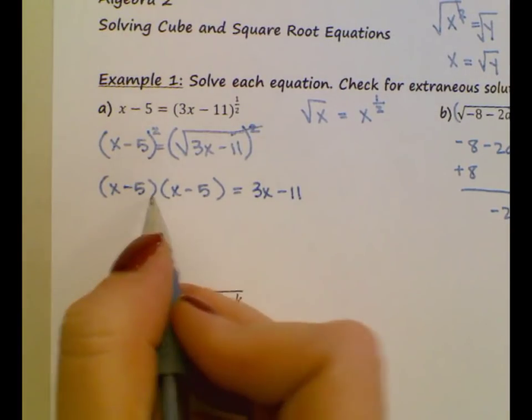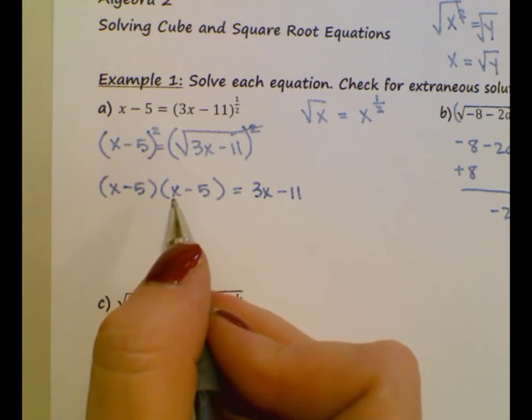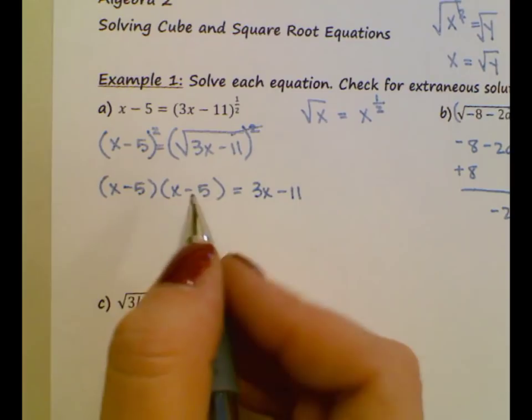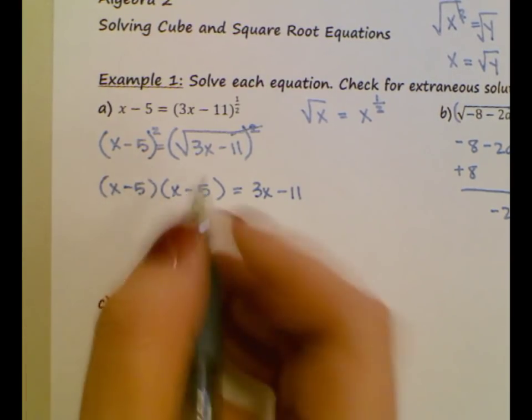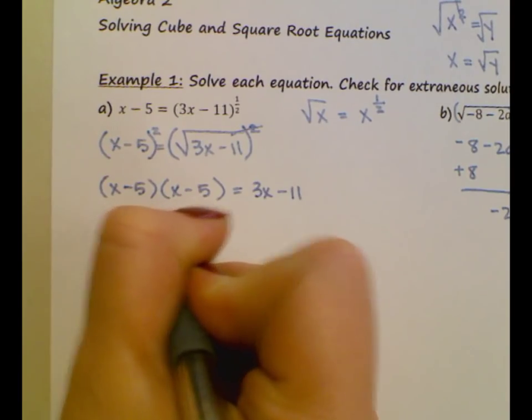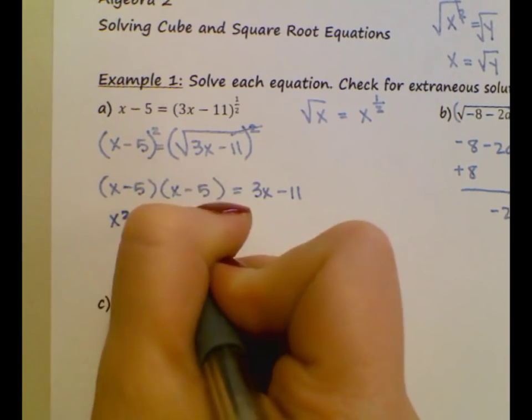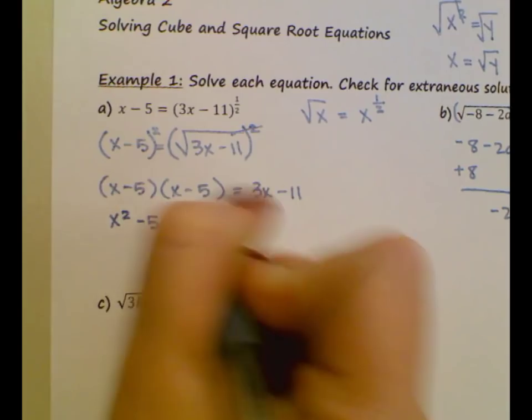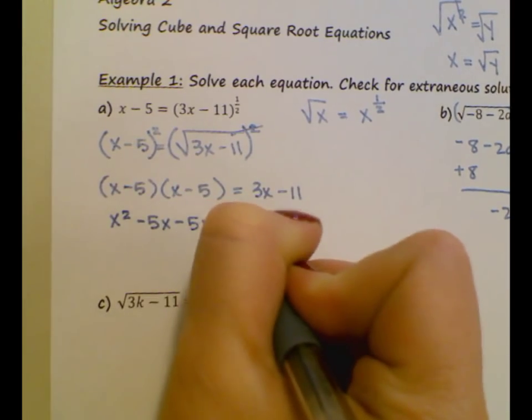Now over here I need to FOIL. You can distribute or you can do the box. It's whatever you want. I'm going to do x times x, which is x squared. x times negative 5, negative 5x. Negative 5 times x, negative 5x. Negative 5 times negative 5 is positive 25.